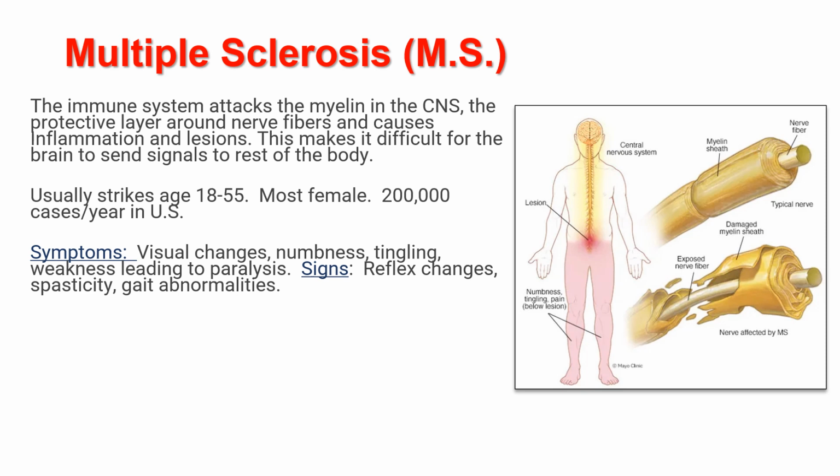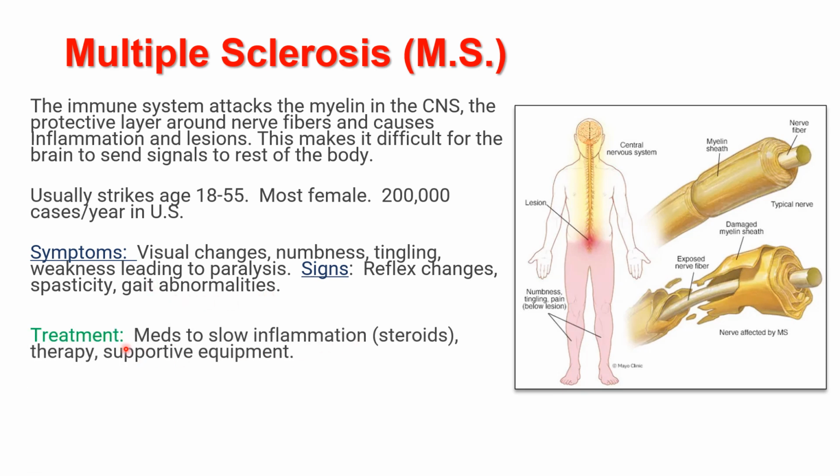And so what do you see? You'll see loss of vision. You get numbness or occasionally tingling, muscle weakness, often leading to more severe paralysis, changes in reflexes. Why? Because you have the afferent and then the efferent. Changes in body position and the ability to walk.